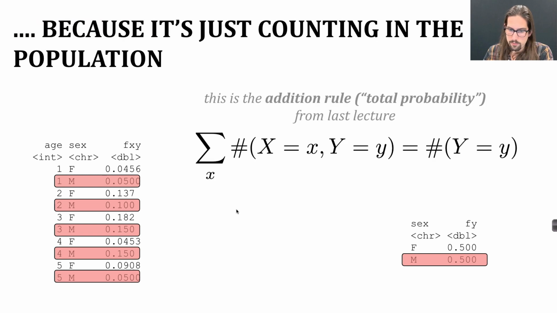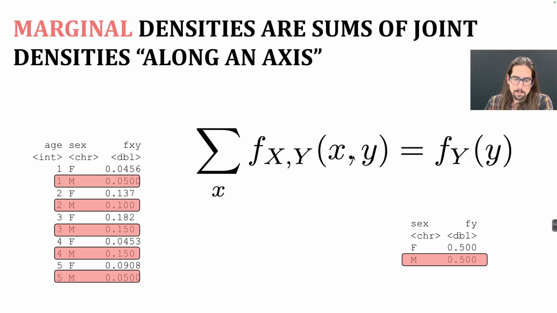And from this, you can get basically all I'm doing to go from here to densities is dividing by the population total on both sides.